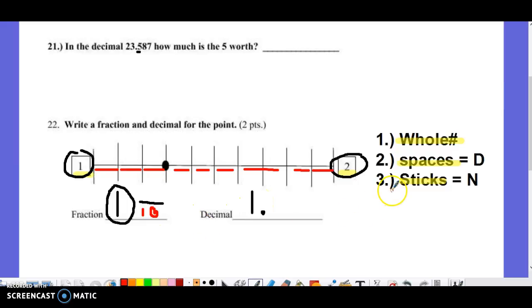On to step 3, which is counting the sticks after the whole number to the decimal point. And I'll mark those in blue. Stick 1, stick 2, stick 3. That becomes your numerator. So in this case, my fraction is 1 3/10. Now my decimal, you need to take this fraction and convert it to decimal form. That's how you solve for fractions and decimals on number lines. Really the only difference with decimals is the fact that it must be a denominator of 10 or 100.